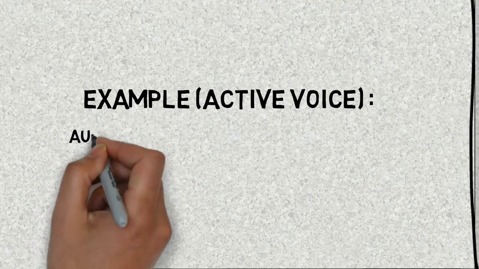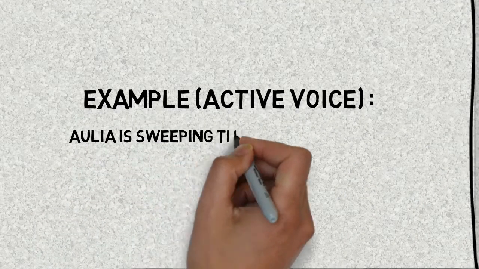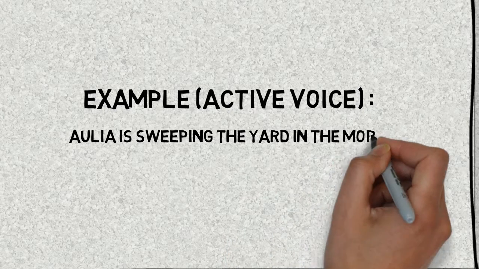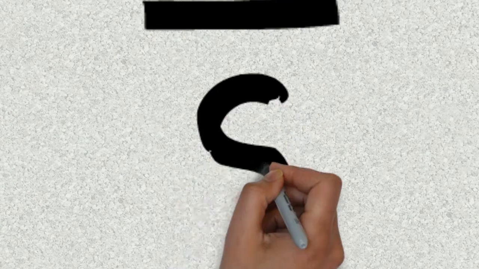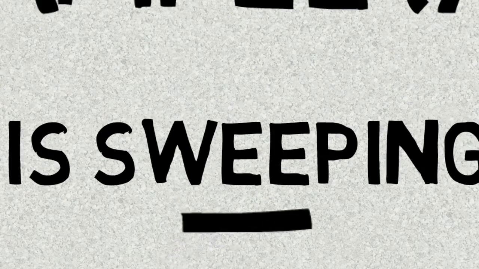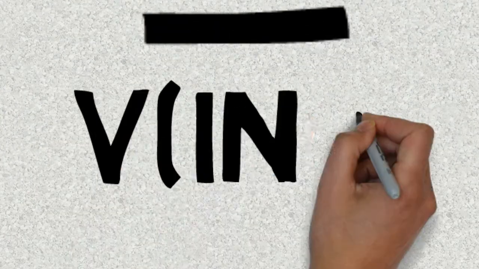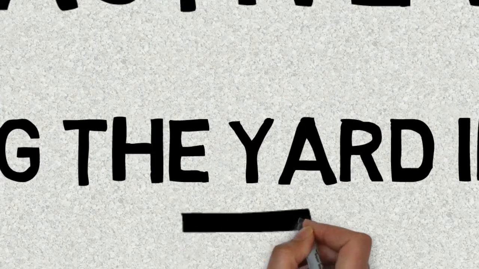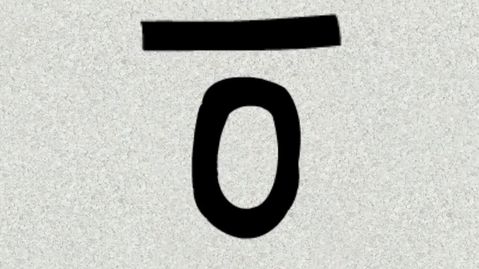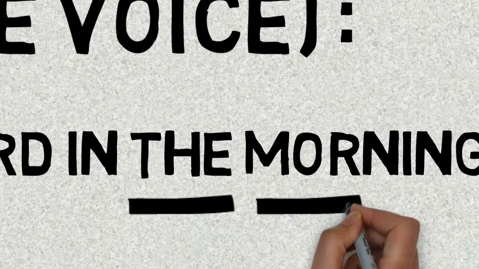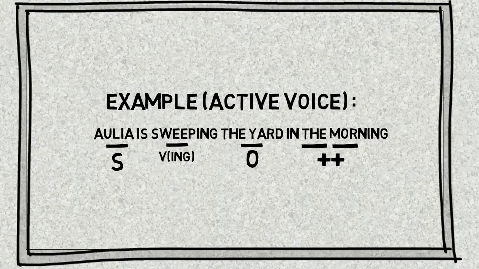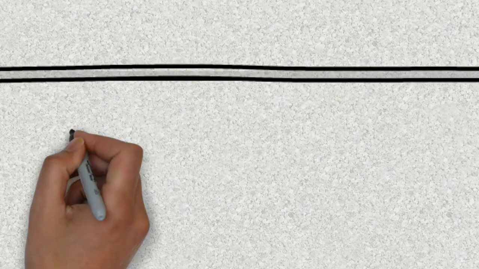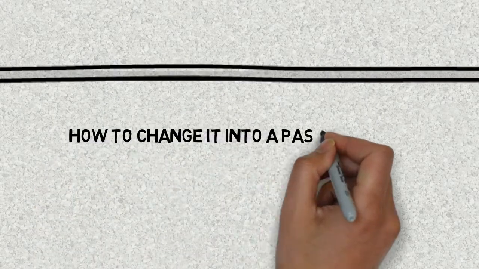So the example from the active voice is, Aulia is sweeping the yard in the morning. Aulia is as the subject, sweeping is as the verb-ing, the yard is as the object, in the morning is as the informal information. How to change it into a passive voice?